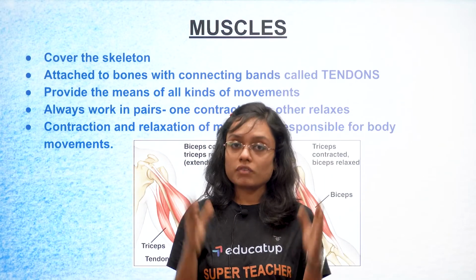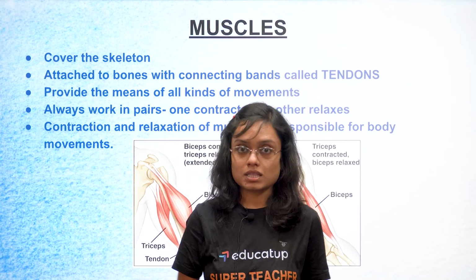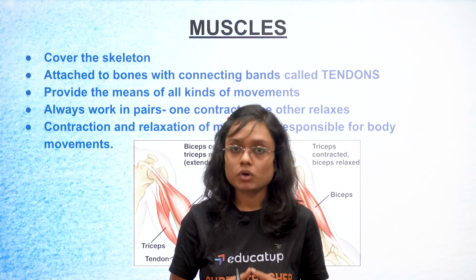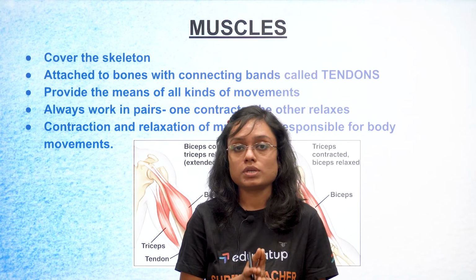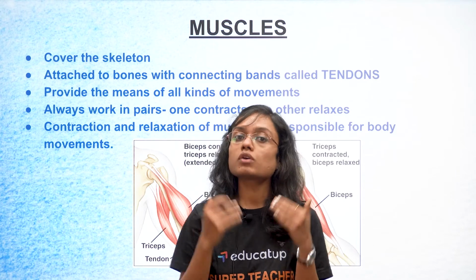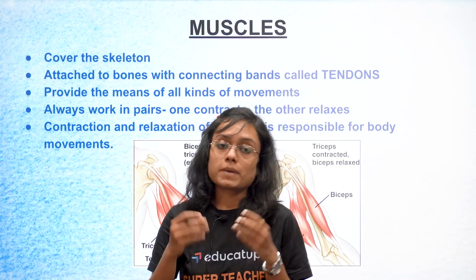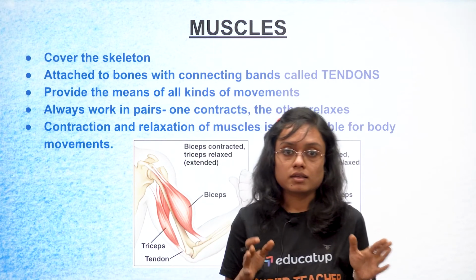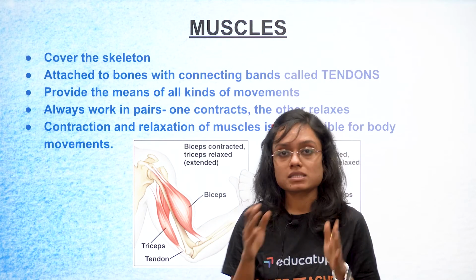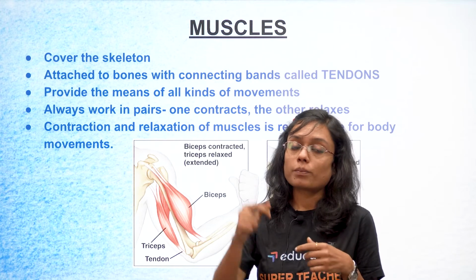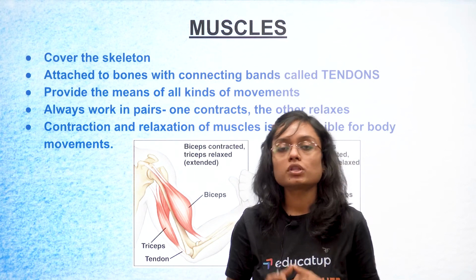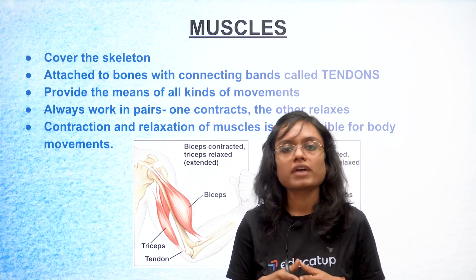So now we are going to discuss about muscles. Now as I have told you that for any kind of movement in human body, we need coordination between three things, that is bones, joints and muscles. So now we are going to discuss about muscles. Muscles cover the entire skeleton. The connecting band or the connection between bones and muscles is known as tendons. Now muscles provide movement of all kinds, that is, all the movement that happens in the human body is because of a lot of help by muscles.